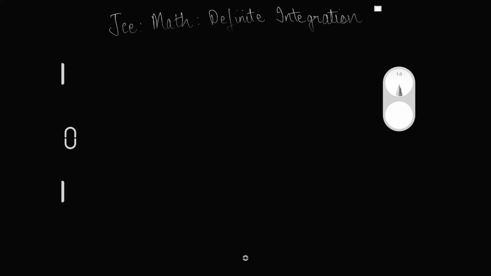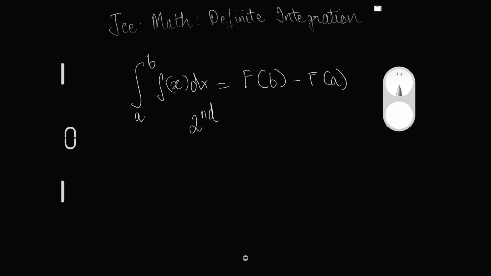The second theorem states that if you have an integral from a to b f of x dx, that is just basically equal to F of b minus F of a, and this is the second fundamental theorem of calculus, where F is just basically the antiderivative of f such that F dash is equal to f.